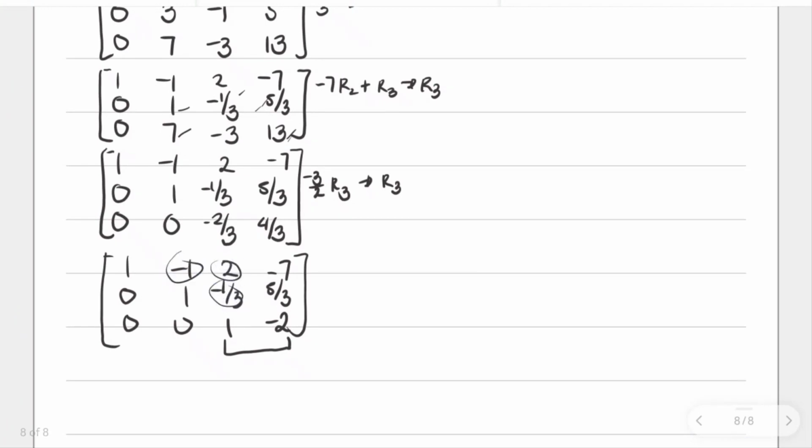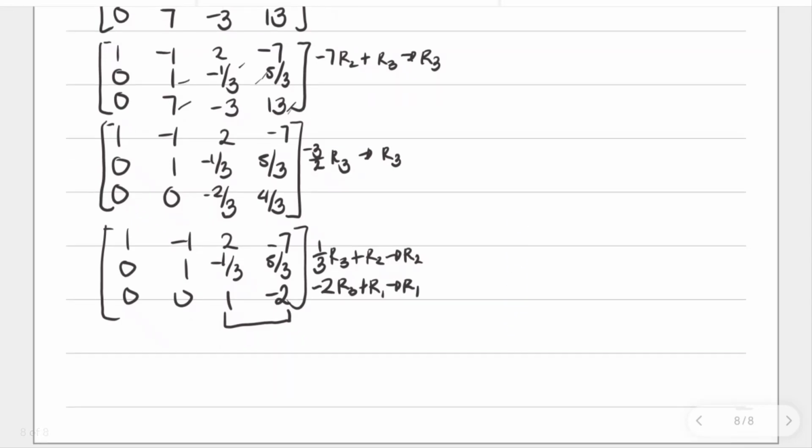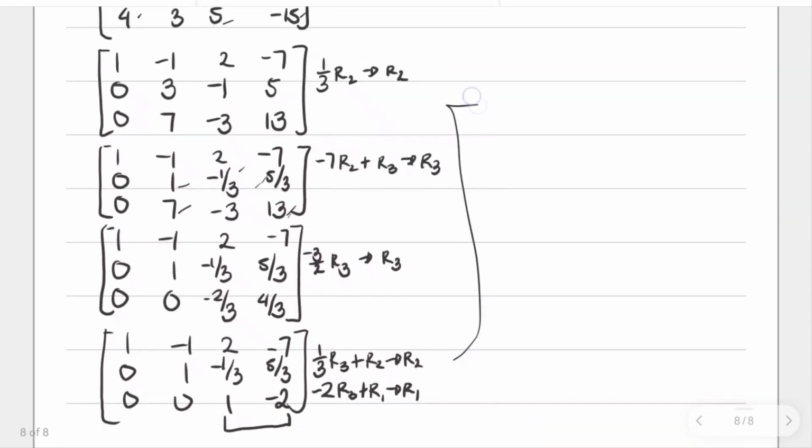the entries above the leading ones 0 as well. Let's start by multiplying 1/3 to our row 3 and adding it to row 2 for a new row 2, and multiplying negative 2 to row 3 plus row 1 for a new row 1. So again, let me use some space here. This would still be 1, negative 1, 2, negative 7. Sorry, I'll be changing some of the entries for row 1. So I'm going to start with row 3: 0, 0, 1, negative 2.